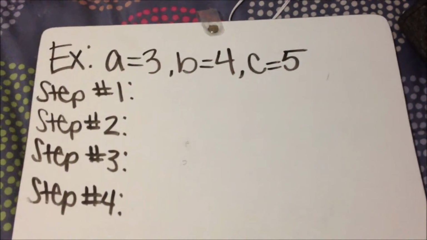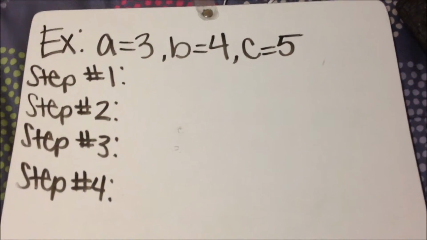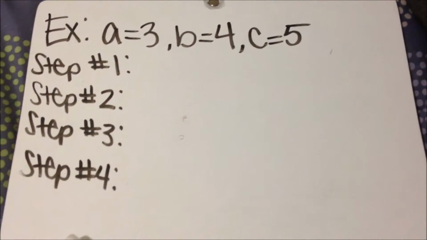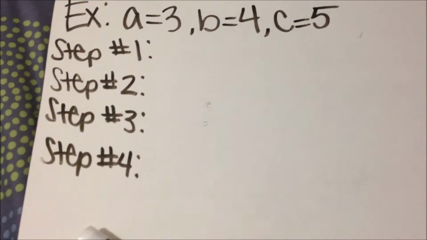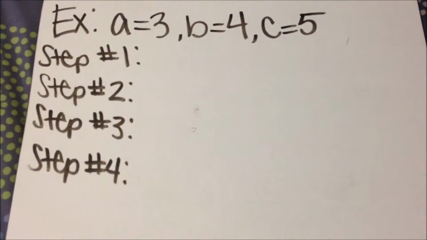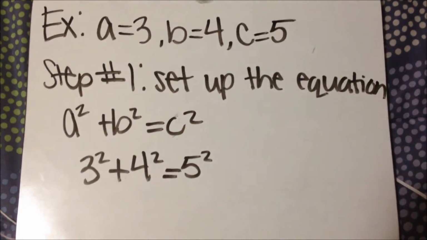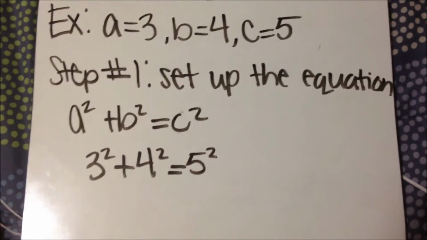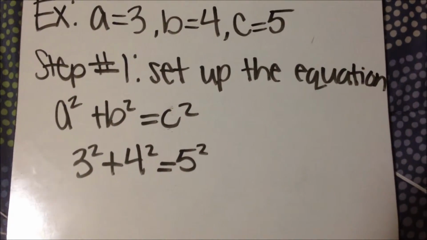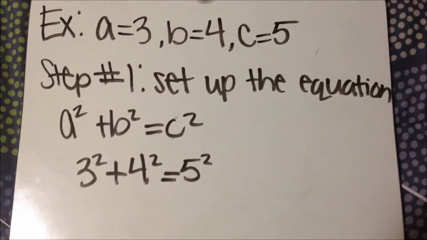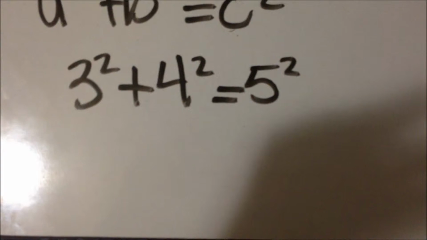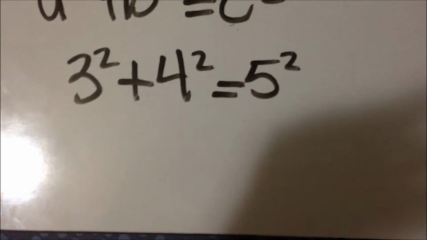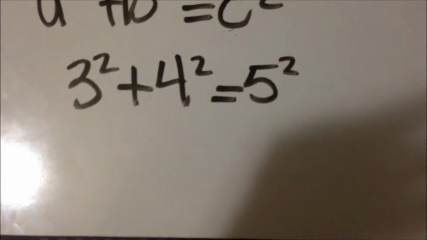The example problem is A equals 3, B equals 4, and C equals 5. I will now teach you how to do step number 1, step number 2, step number 3, and step number 4 with the following example. Step number 1 for our example. The equation is still A squared plus B squared equals C squared. You now insert the variables given. So your equation should be 3 squared plus 4 squared equals 5 squared. Now that you have the equation set up correctly, you can move on to step number 2.